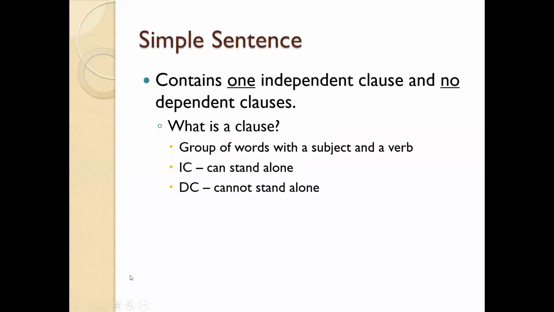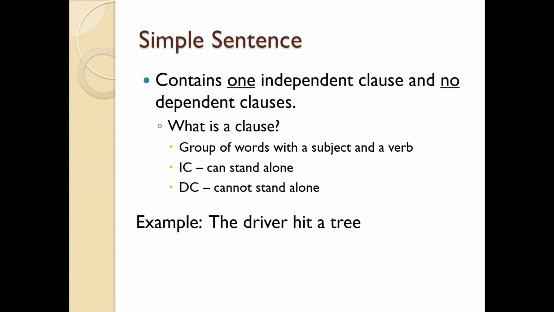The simple sentence just has one independent clause and one dependent clause. In order to understand that, you need to understand what an independent and a dependent clause means. A clause is a group of words with a subject and a verb. An independent clause is one that can stand alone as a true sentence. A dependent clause, even though it has a subject and a verb, cannot stand alone.